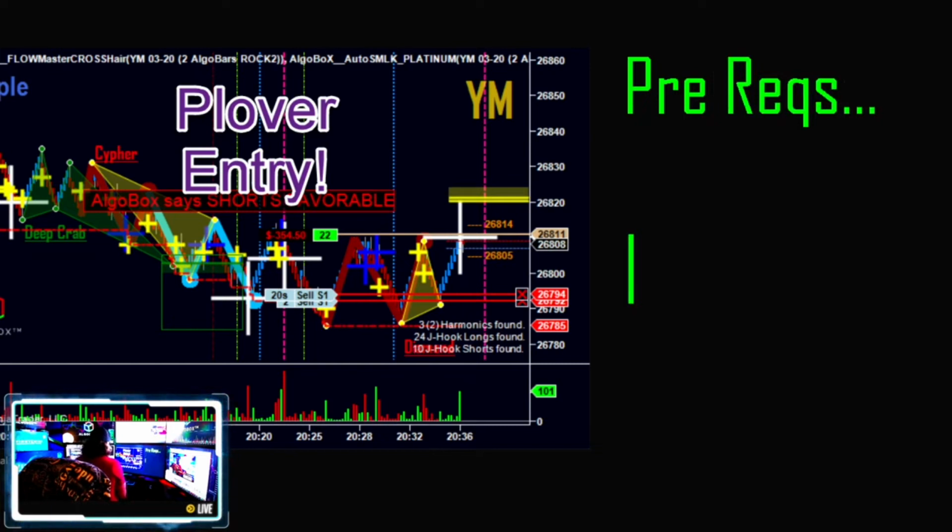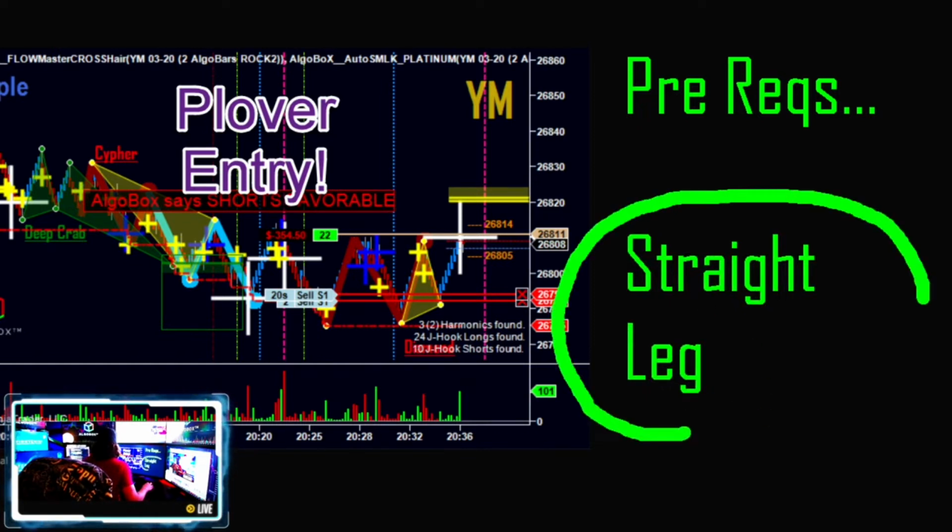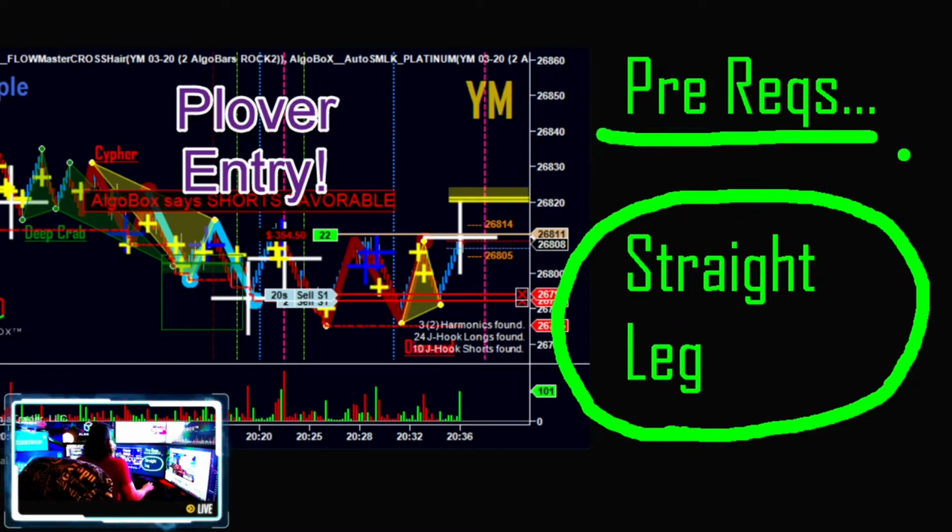okay, you need a straight leg. Okay, what does that mean? If you do not have a straight leg, folks, it's not a plover. Okay, just know, write this down. This should be in your notes. Prereqs, you need a straight leg to take that plover entry. In this case, the straight leg is this right here.